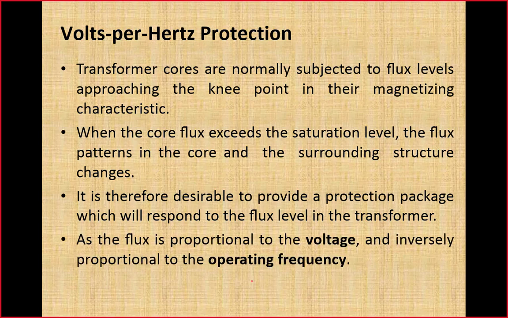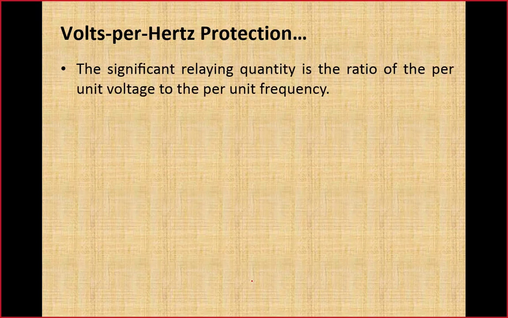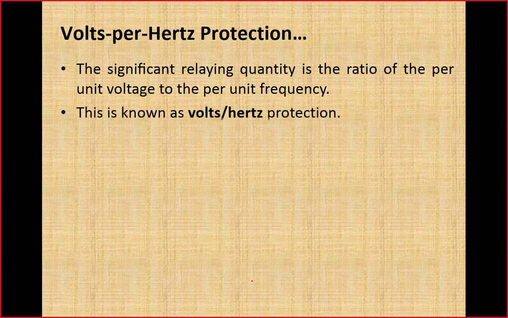We have discussed many times that the flux in the core is a function of voltage and frequency. It is proportional to the voltage magnitude and inversely proportional to the operating frequency. So the relaying quantity for such a transformer to provide protection against overfluxing is based upon the ratio of per unit voltage to per unit frequency. That is also known as volts per hertz protection, or V over F protection.